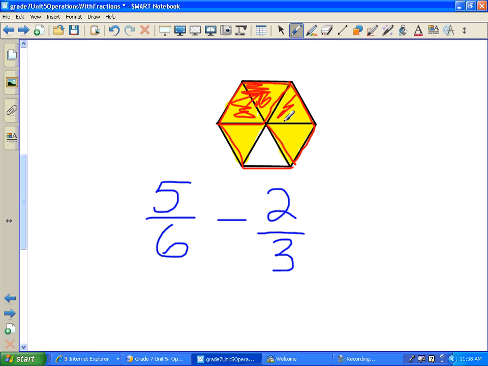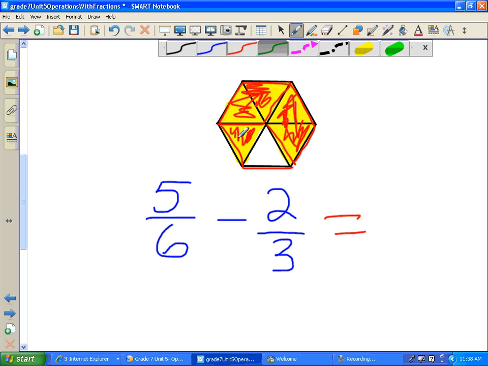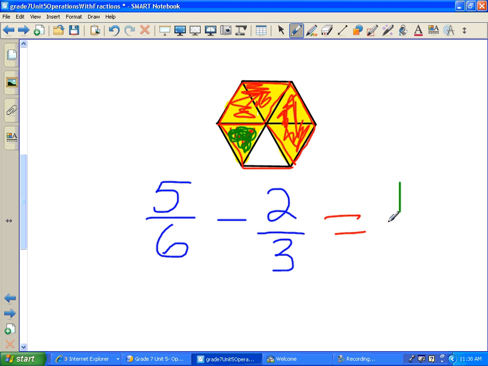and this one's gone. And all I am left with that is still shaded is 1 measly little piece right here, which is 1/6. And I better put it in a different color. This is the only thing left that's not going to be covered, and it's only 1 piece out of 6.